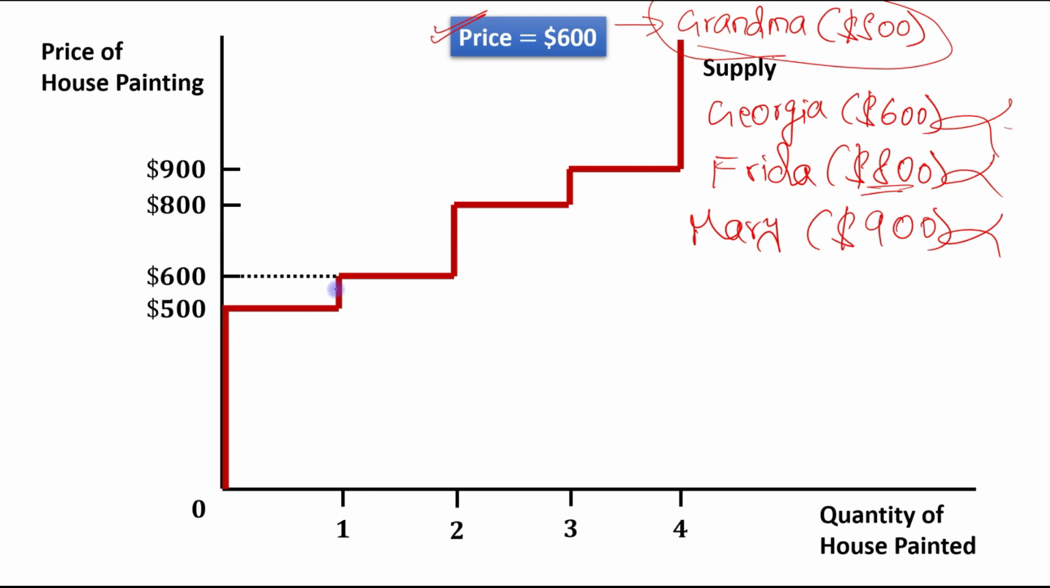Now, producer surplus is the area below the price and above the supply curve. So this is the price offered, $600, below the price and above the supply curve. That means this portion we are talking about. And this $500 is grandma's cost. So this portion is the producer surplus.